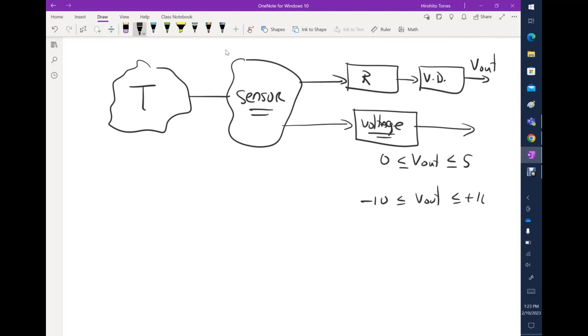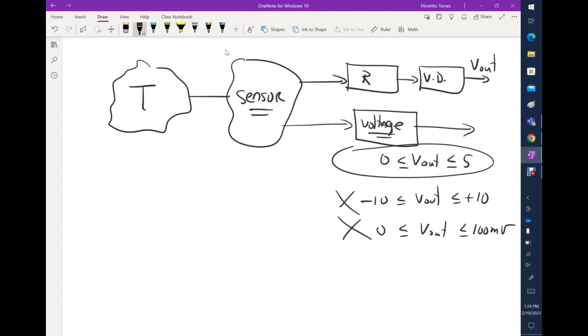to plus 10 volts. Others can use other voltage ranges from 0 to 100 millivolts. So these are not good for Arduino. Obviously, these are not good for Arduino either. You want to look for something like this. That's for the Arduino. Arduino requires that the analog signals be a voltage of 0 to 5. It could not be higher than 5, could not be less than 0, because you can damage the Arduino's analog pins.